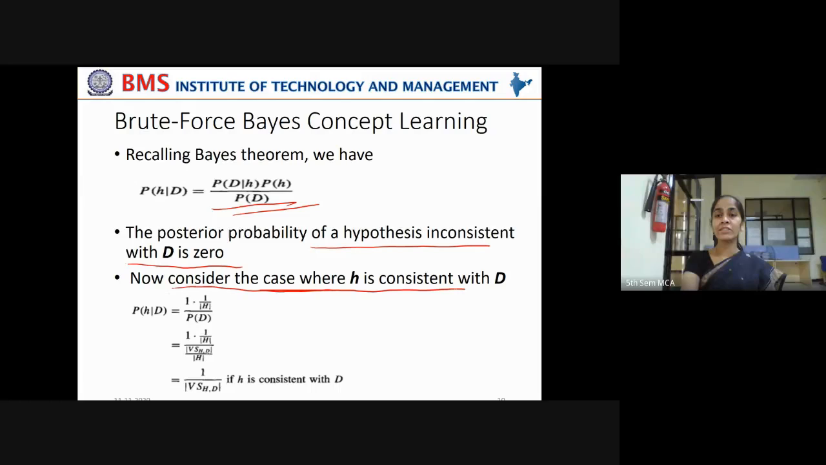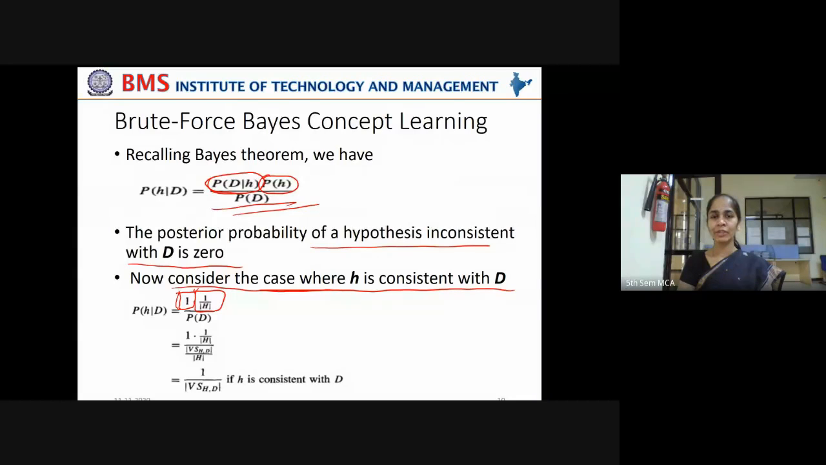Now, consider the case where H is consistent with D. Yes, the hypothesis made is consistent with D. The training examples observed, D, are consistent with H. In that case, we write probability of D given H in the Bayes theorem, the first term, as 1, right? Because they are consistent with each other. So it is 1. Now, what is the prior probability of H? You have no idea about the prior probability of H, so you assign equal probability to all the hypotheses in the hypothesis space. That is represented by 1 by the absolute value of H, meaning the number of hypotheses in the hypothesis space H. Okay, did you understand? Probability of D given H when D is consistent with H is 1.